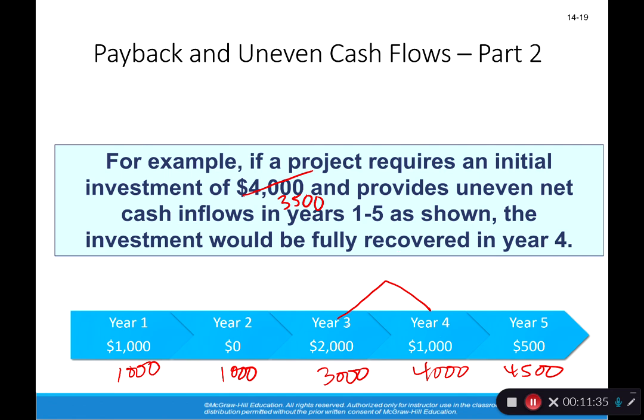Well, we need an extra $500 to get to 3,500 after year three. So we're gonna take the 500 we need divided by the year four's total cash flows of 1,000, and that'll tell us we need half of year four. So if the initial investment was 3,500, the payback period would be 3,000 after 3 years, and then we'd need half of year four to get the extra 500. So the overall payback period in this example would be 3 plus 0.5 or 3.5. That's as complicated as payback could possibly get.